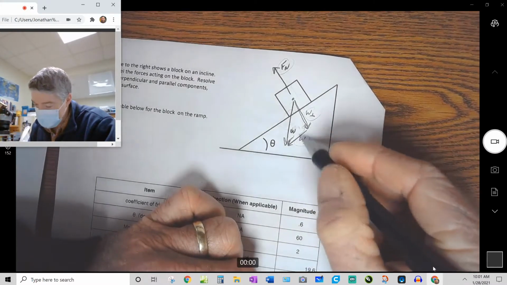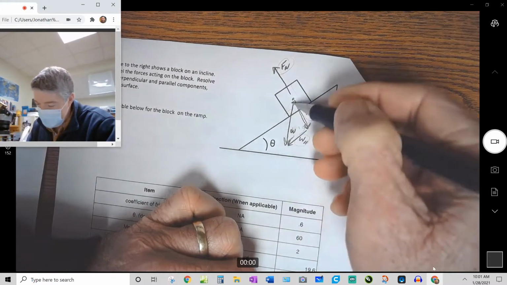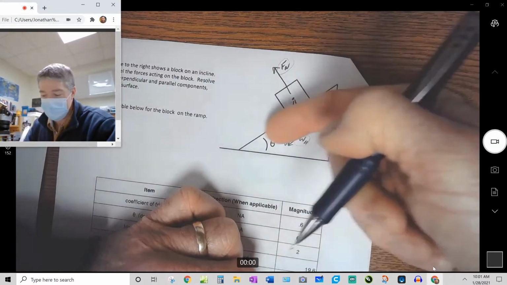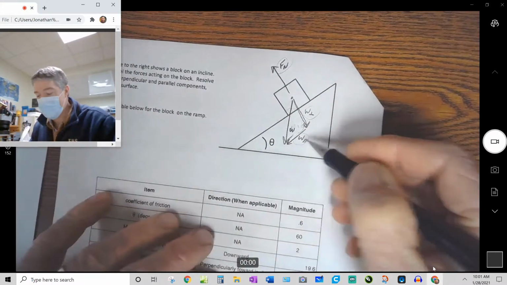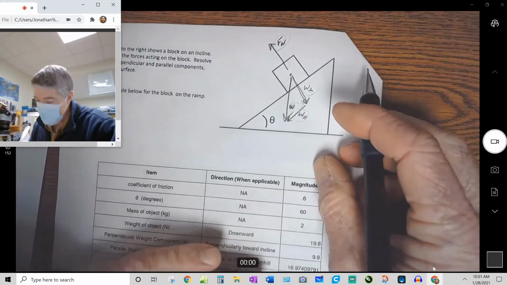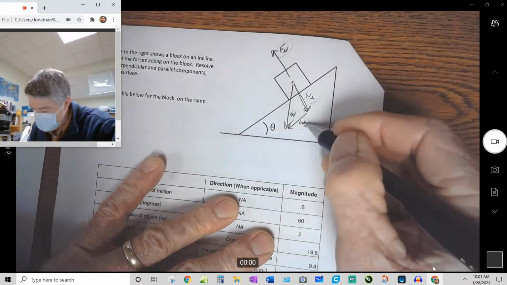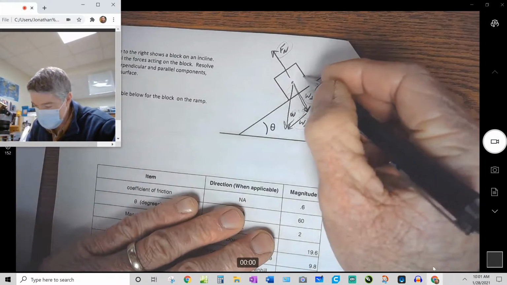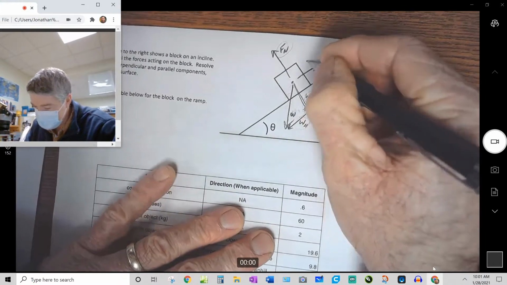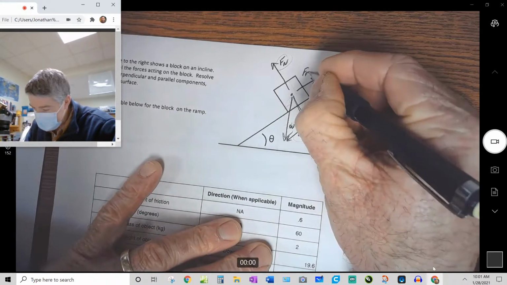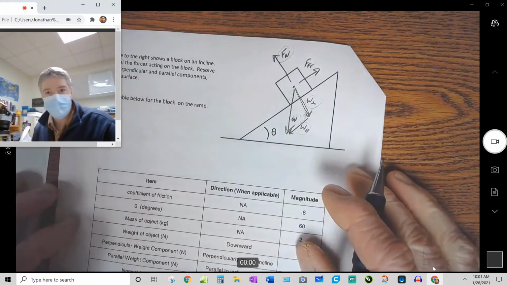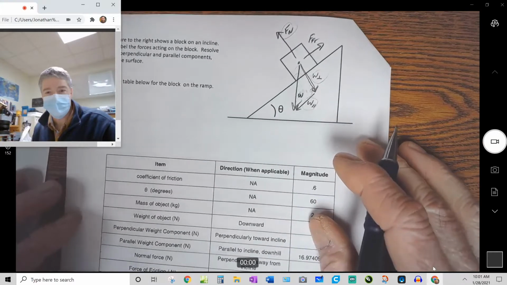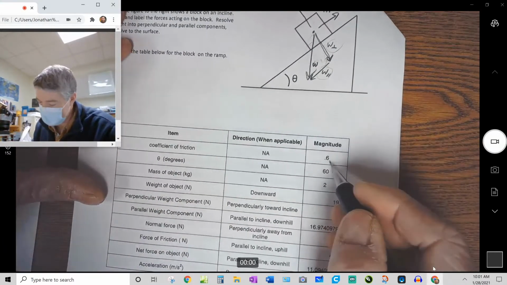And it's this force, this parallel weight, that's the force that's going to make the block go downhill. So that's the downhill force provided by weight. And there's going to be another force which is going to oppose that. Anytime something starts moving on a surface, there's going to be friction going the other way. Alright, so that's enough to get started. Let's look at what we have.